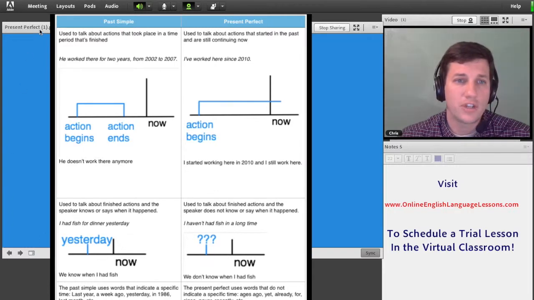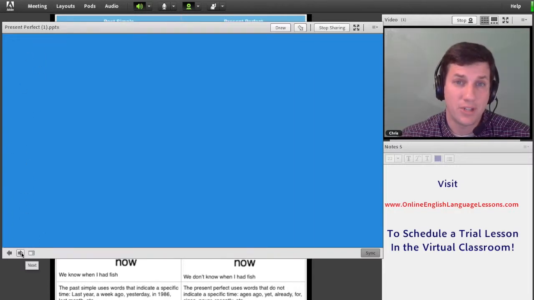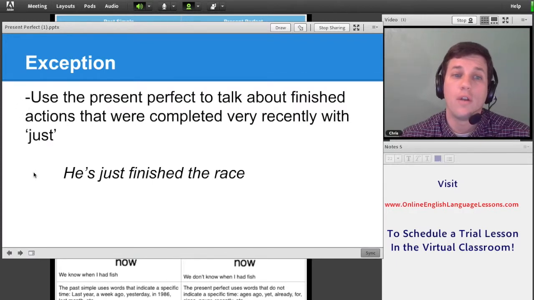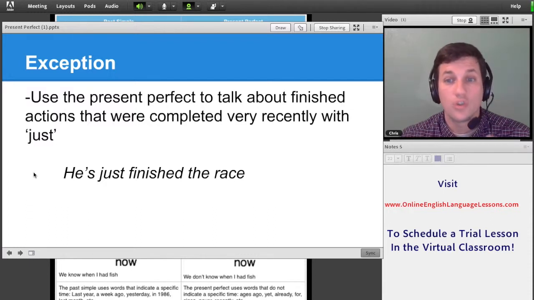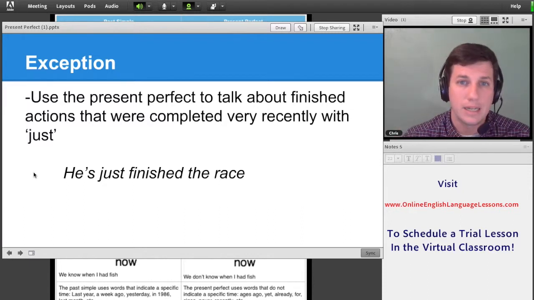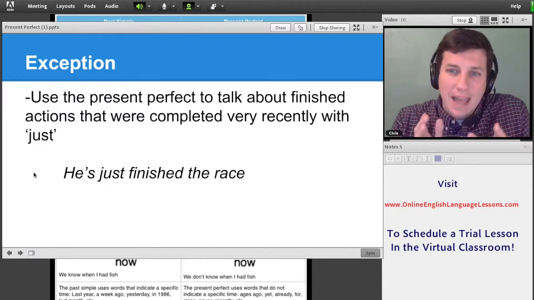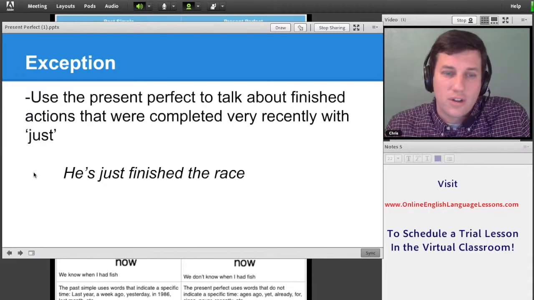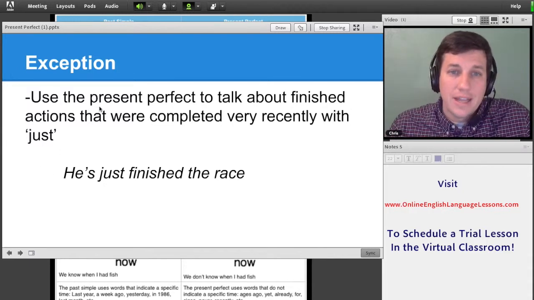And before we finish, I do need to point out one exception since we are talking about English. We use the present perfect to talk about actions that were completed very recently with just. So we can use the present perfect to talk about a finished action when we say something like, he's just finished the race. Yes, it's an action that's in the past. It's completed, but it's connected to now because it happened so close to now. He's just finished the race. That's our last example. So that's the end of the presentation.